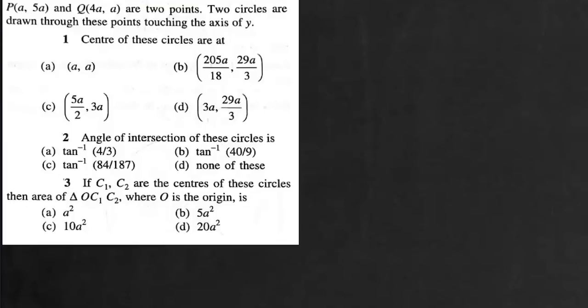Now here the question is, we're given two points P and Q, and two circles are drawn through these points touching the axis of y. Now what we'll do is, we'll first write the equation of the family of circles passing through two given points. And this equation is given by x minus a into x minus 4a plus y minus 5a into y minus a plus lambda times the determinant with rows x y 1, a 5a 1, and 4a a 1, and it is equal to 0.